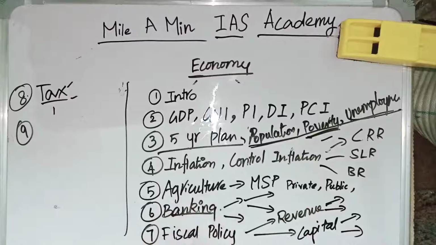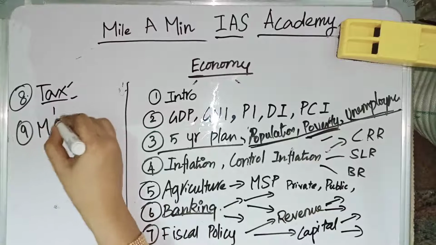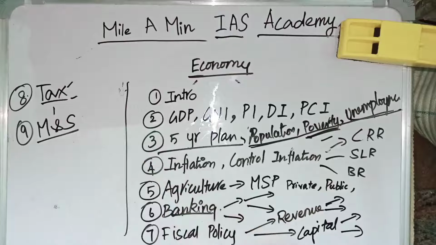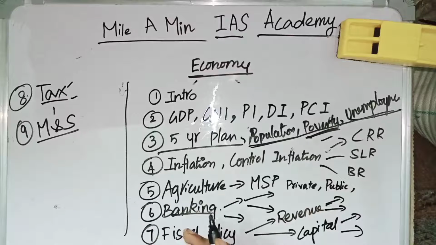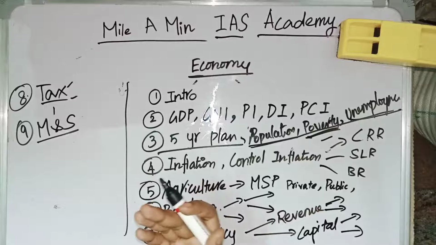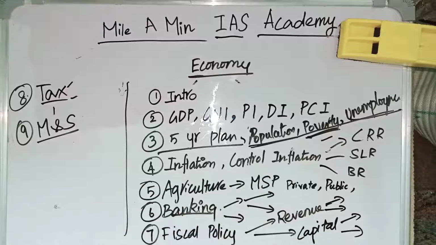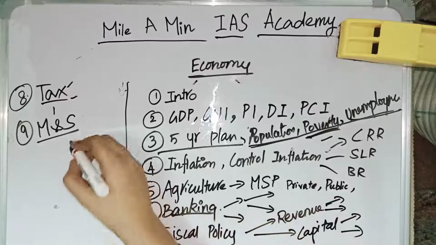And then after fiscal policy, we have manufacture and services. In manufacture and services, we have industrial policies. Our government has industrial policies. The Second 5-year plan mainly focused on industrialization. So how we improved our manufacturing and services sector, and we will be seeing the schemes in manufacturing and services.